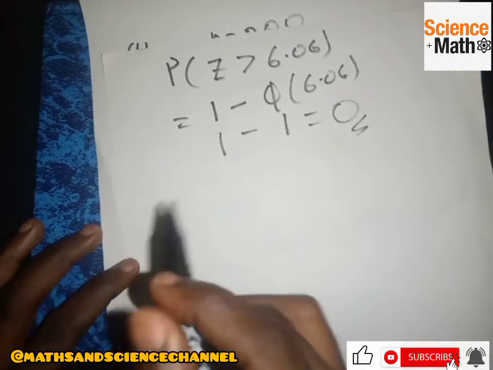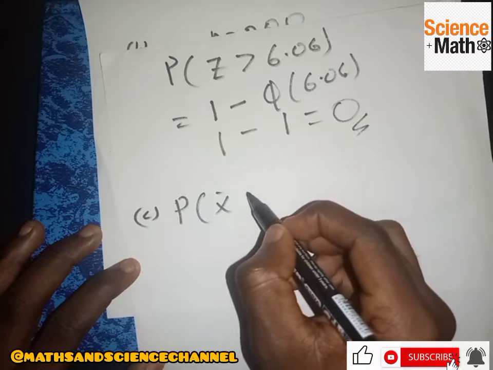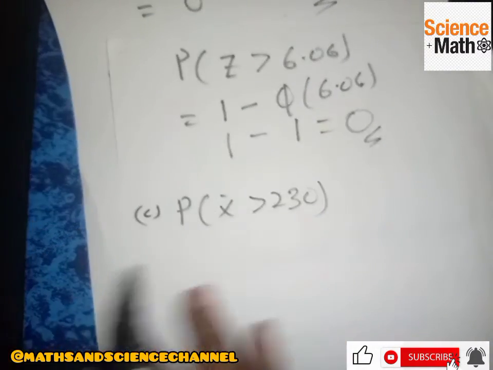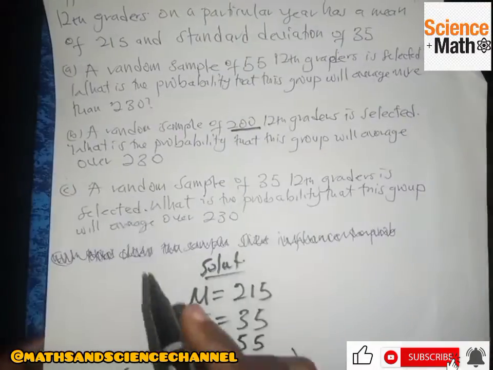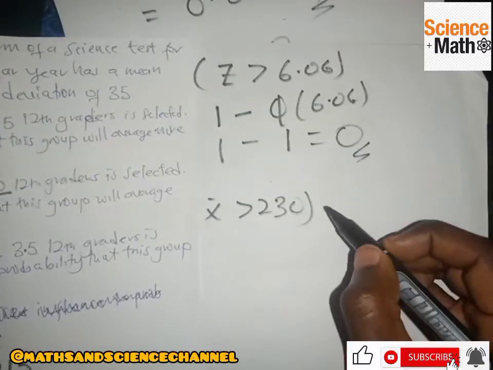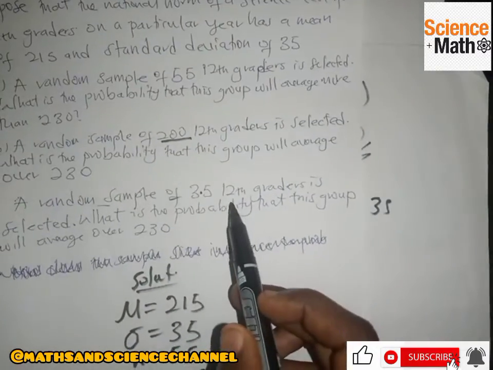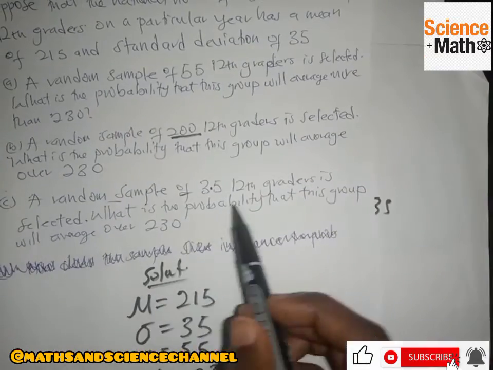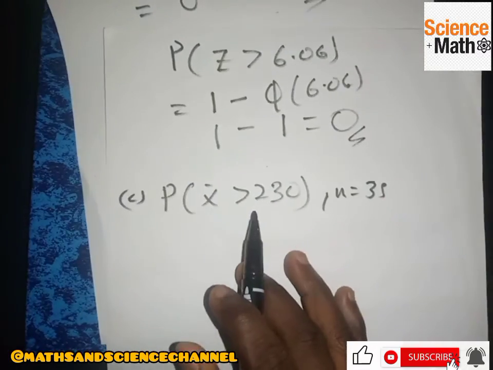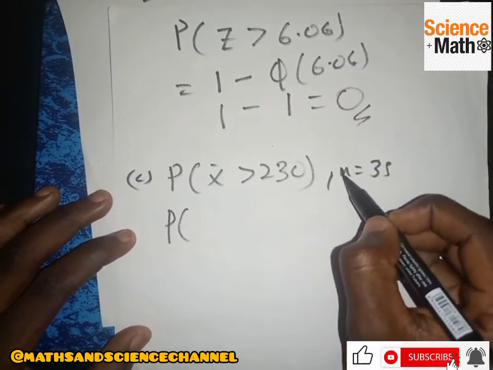Good. Now let's look at the C part. The C part says, what is the probability that X bar is greater than 230 again? Still greater than 230 again. Why? Because the C part says that a random sample of 35 12th graders is selected, so we are given n here to be 35 in this case. What is the probability that this group will average over 230 again? So still the same thing, but just that we are looking at the sample size to be 35.